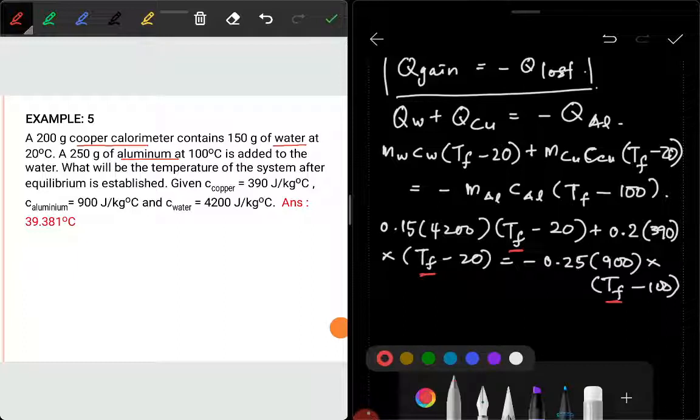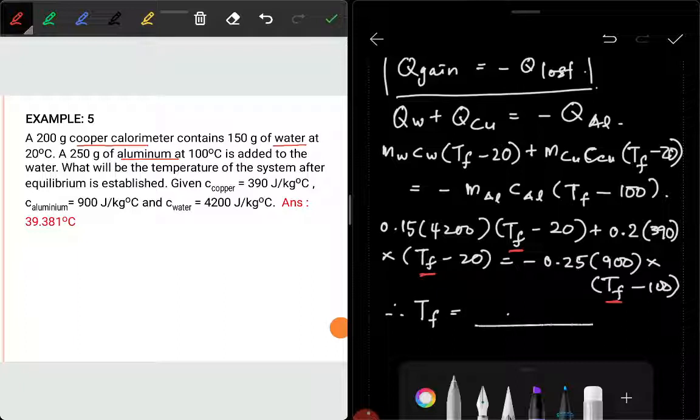Therefore, the final temperature is equal to, you have to calculate it yourself. Try to calculate it. Alright, this is the step, I show you the step.